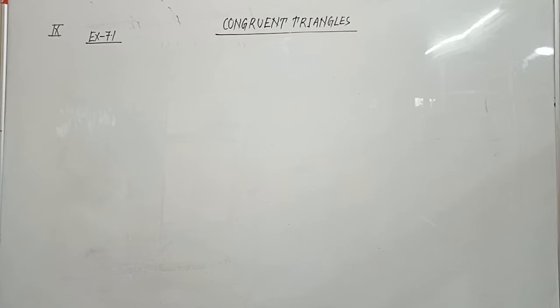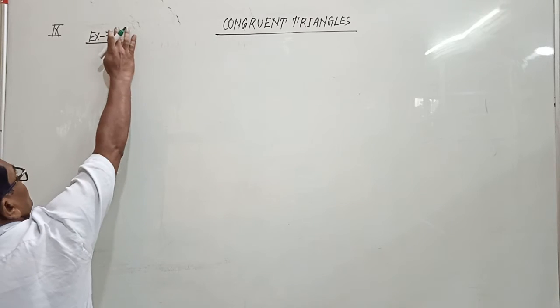The first question of exercise 7.2. Already we have completed the theorems: angles opposite to equal sides of an isosceles triangle are equal, and sides opposite to equal angles of a triangle are equal. So already we have done these two theorems. Now see exercise 7.2.